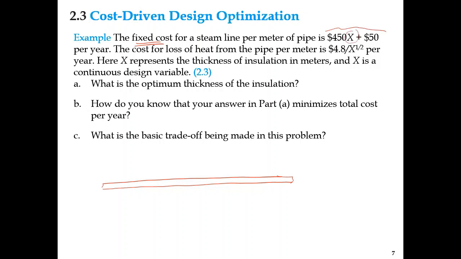What is this X? Around this pipe, we will cover it with insulation material. Let me sketch it with a different color. We will have some insulation material around the pipe, something like this. So the pipe is inside this insulation material.